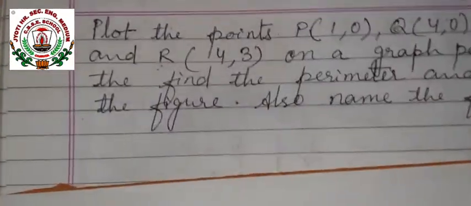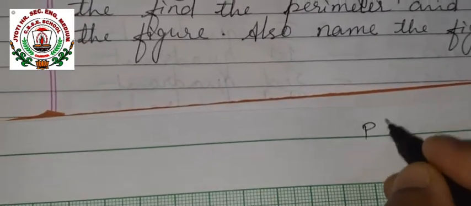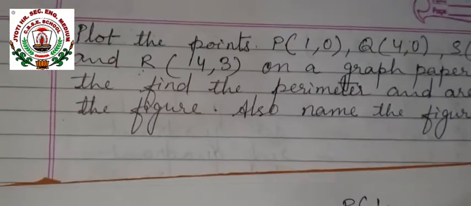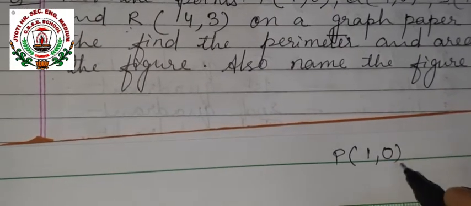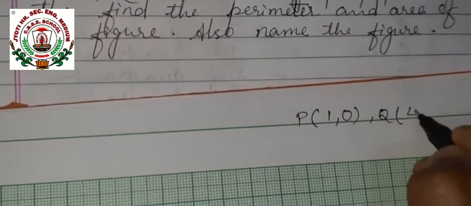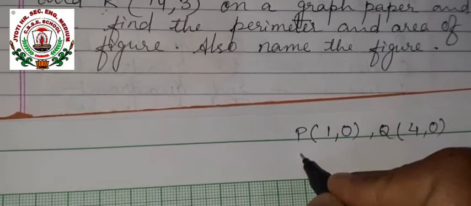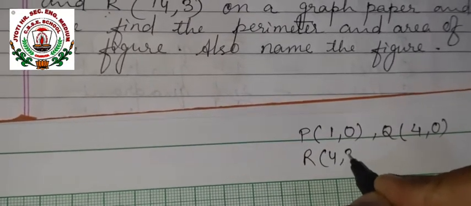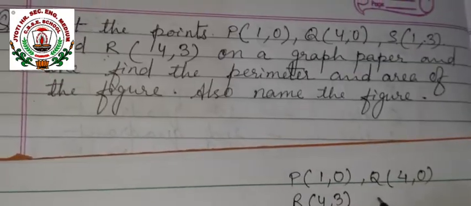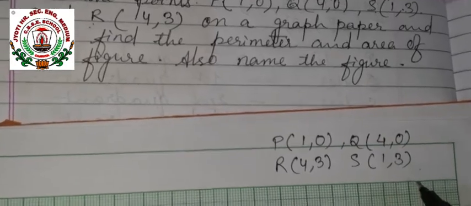Now as the question is, you can see there the value of P we can write in the graph paper. P is given as (1, 0). Okay, Q is given as (4, 0), and then R is given as (4, 3), and S is given as (1, 3). Okay, now these points we will plot in the graph.